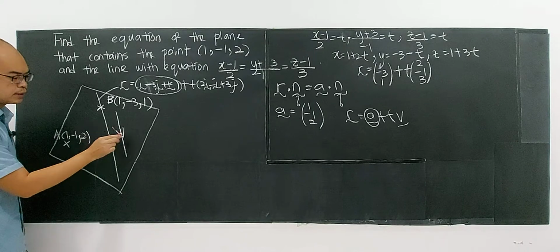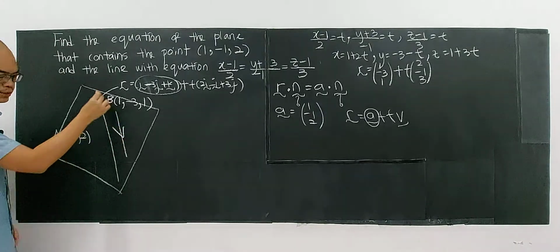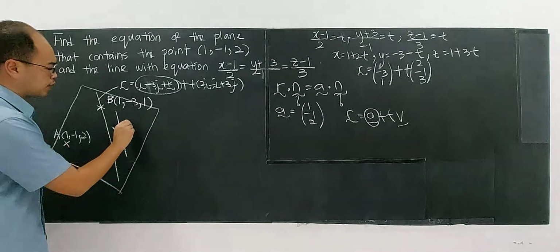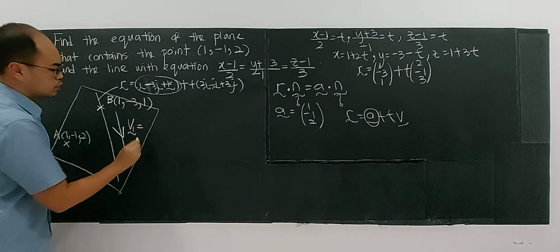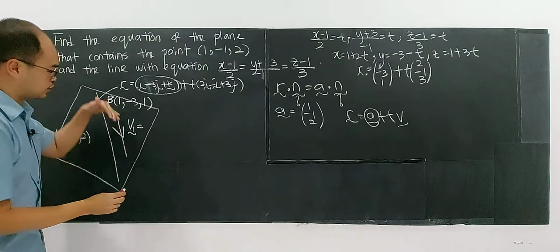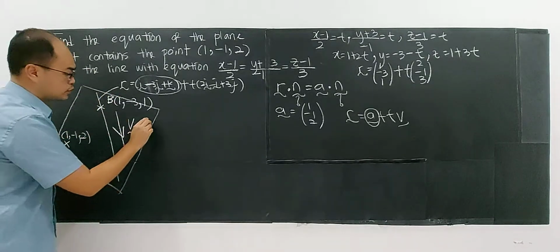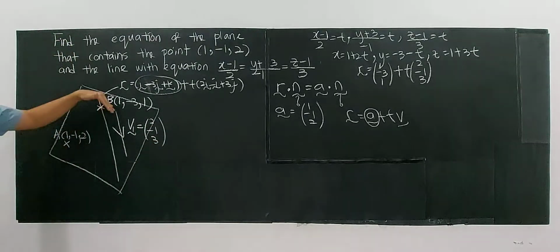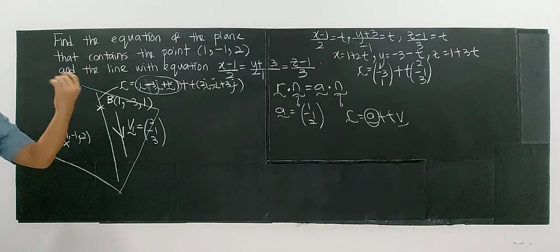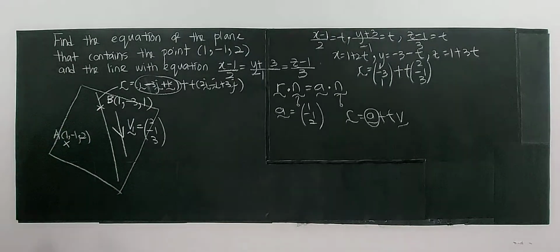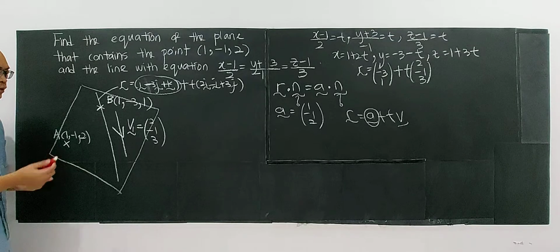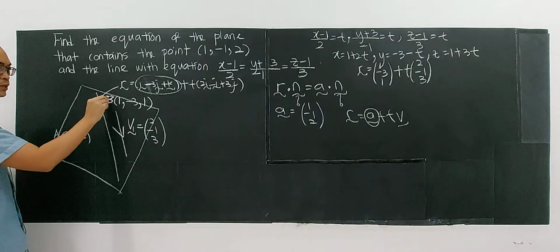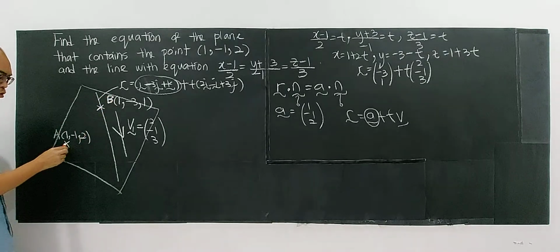The direction of the line, I label as V1, which is 2, -1, 3. So I already have one direction vector. You need another direction vector to get the normal vector. So where is the other direction? From A to B, this is a coordinate, a position vector, and this is also a position vector.